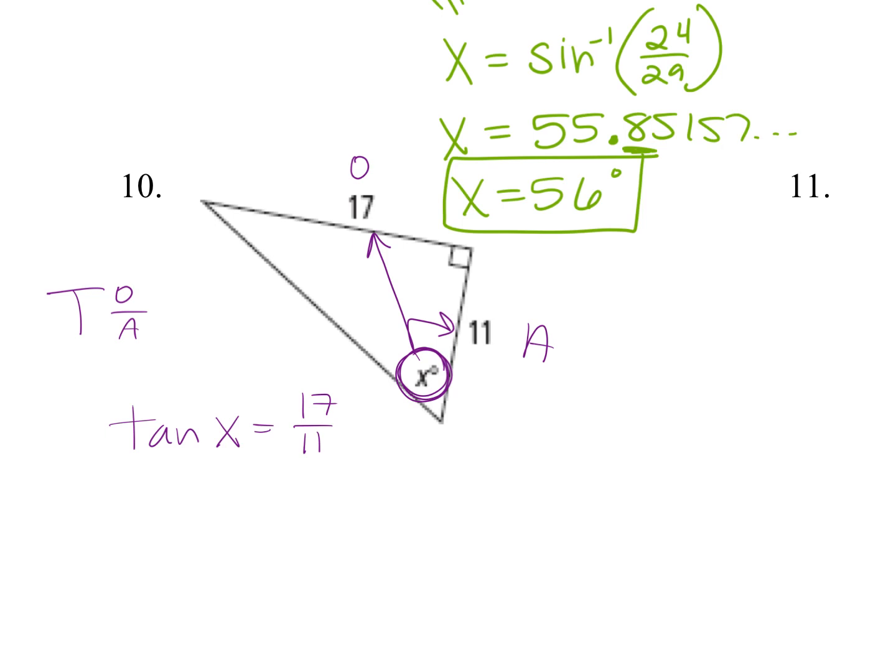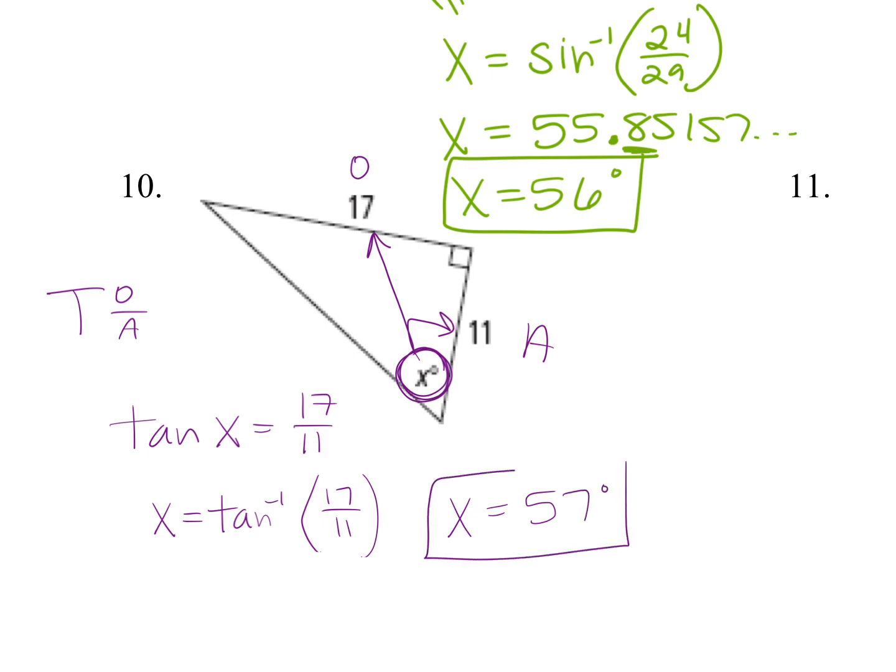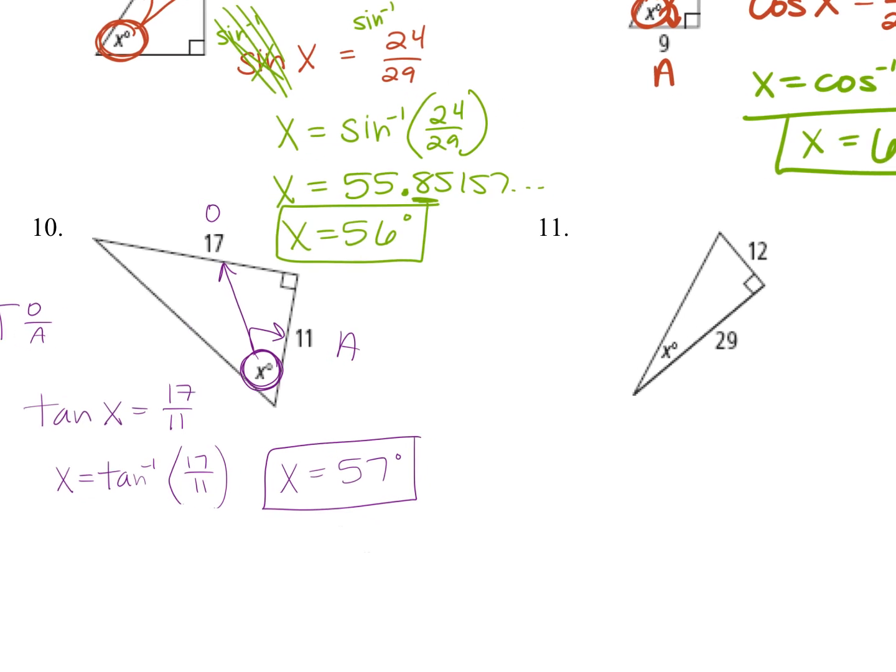Second tan. Inverse tan of 17 over 11. And what do you get to the nearest degree? 57.1. 57 degrees. Degrees, we always do nearest degree, not nearest tenth.